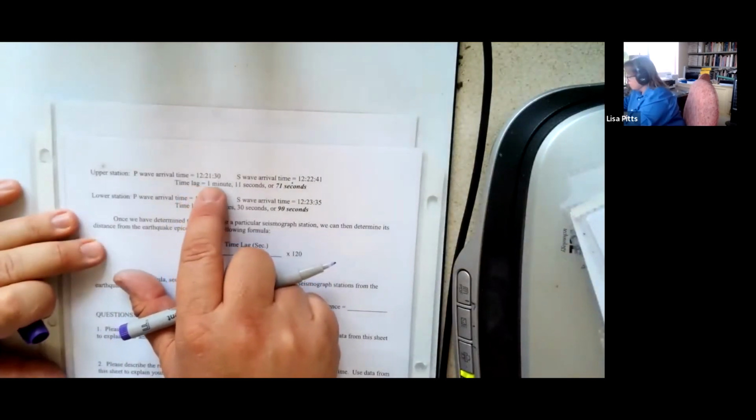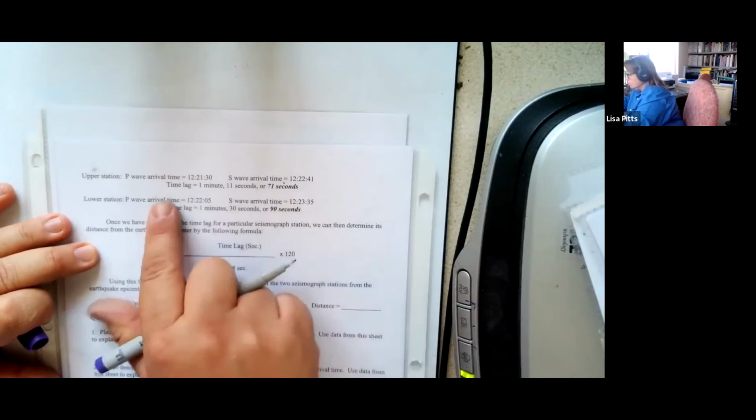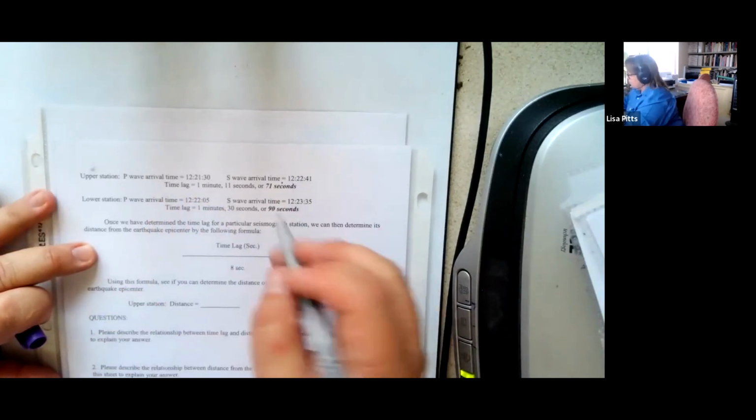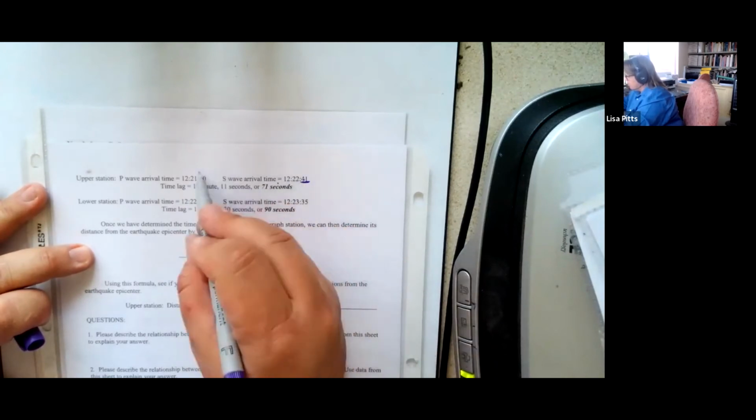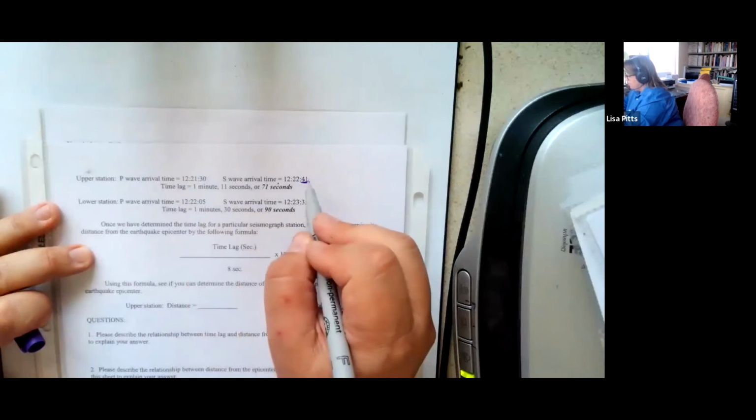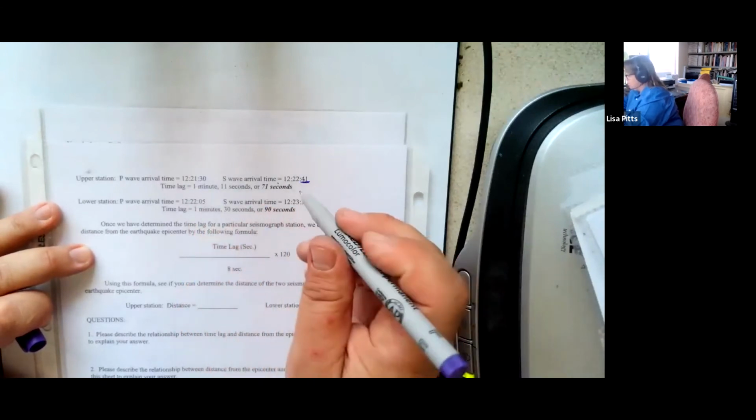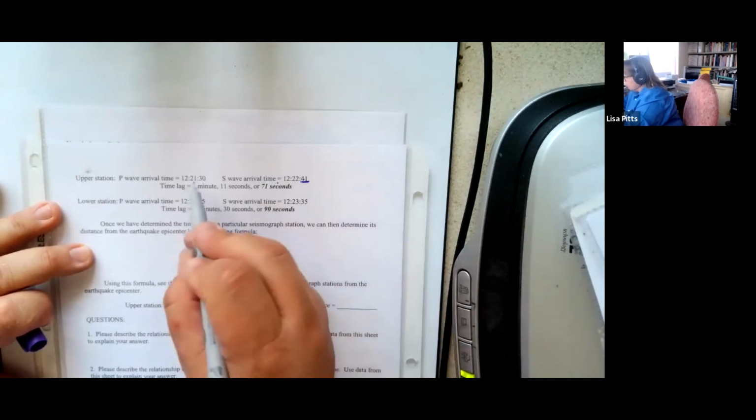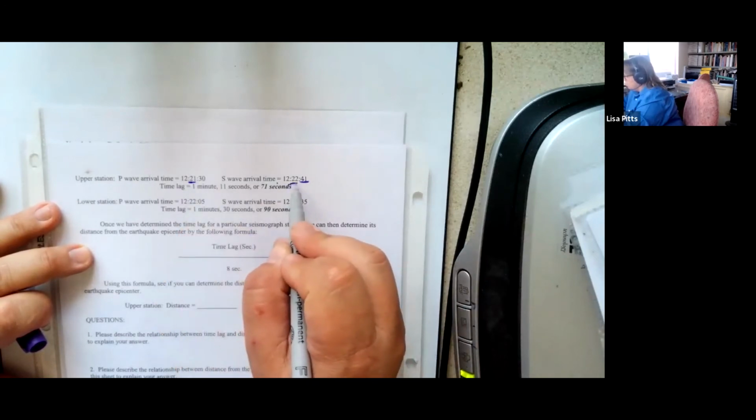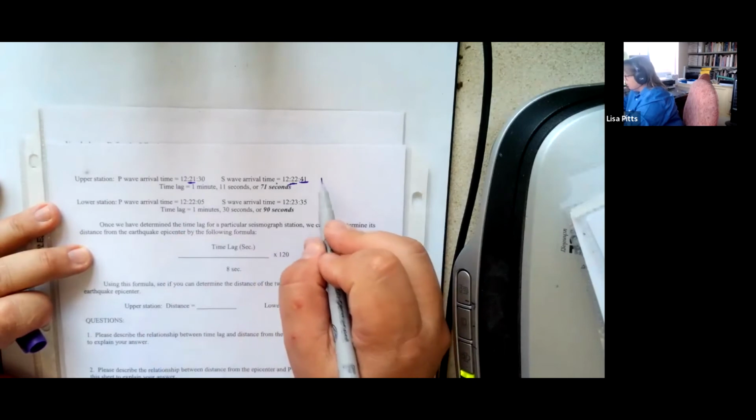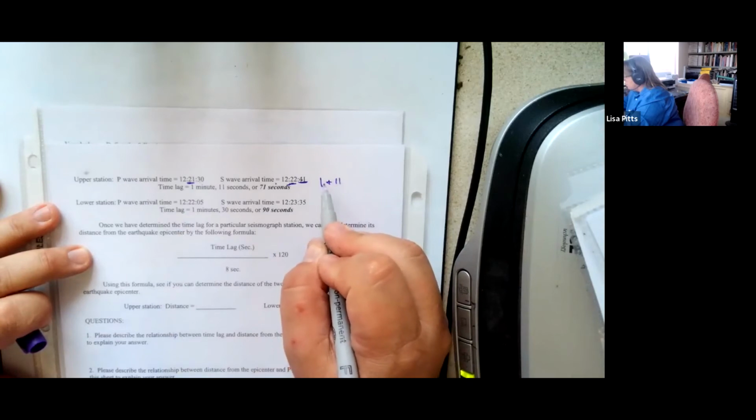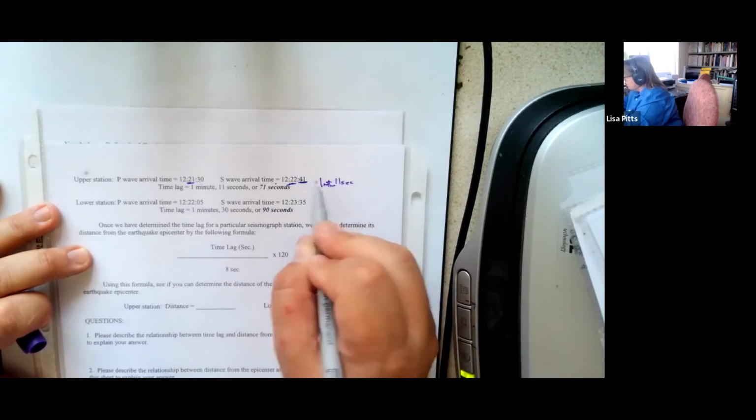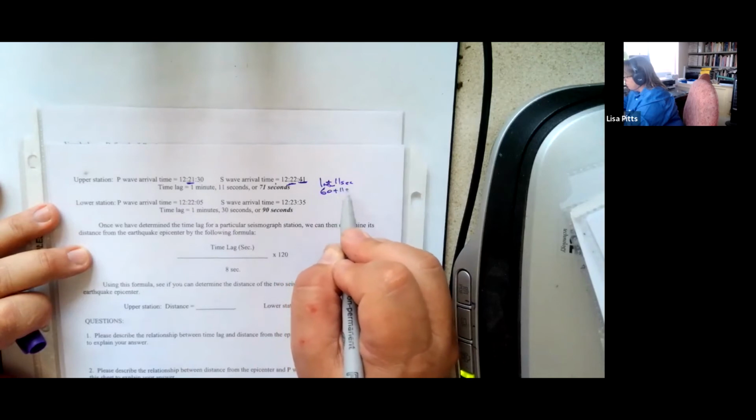Okay, so looking at this upper P wave arrival time, 12:21 and 30 seconds, and the S wave at 12:22 and 41 seconds, we calculate the lag. The way I always do it is I go, okay, hopefully this number is bigger than this number, because that means we're a full minute away. So 21:30 to 22:30 is 1 minute. And then 30 to 41 is 11 seconds. So a minute is 60 plus 11 equals 71. So just like they said here.